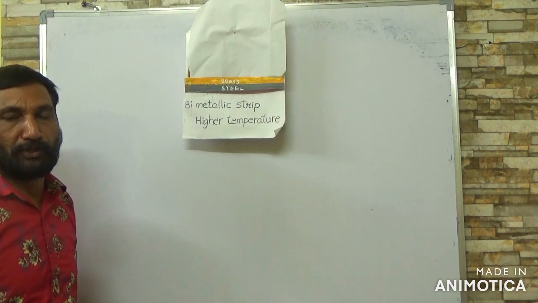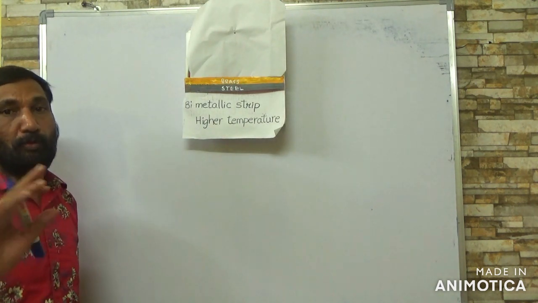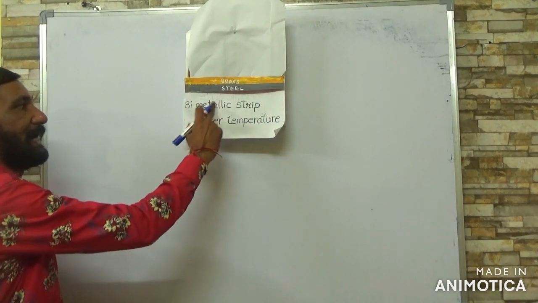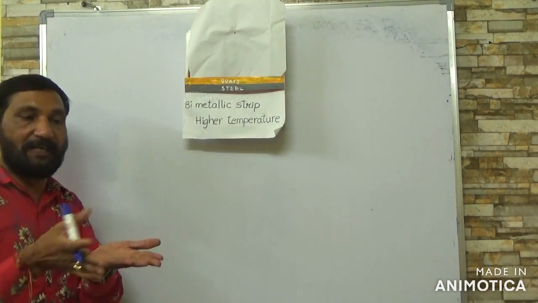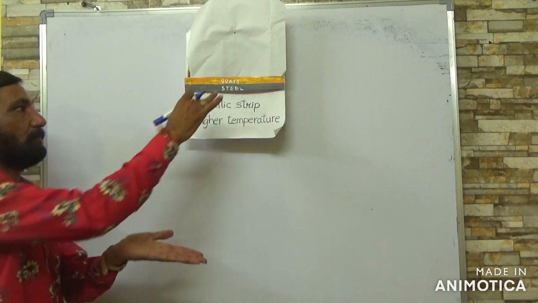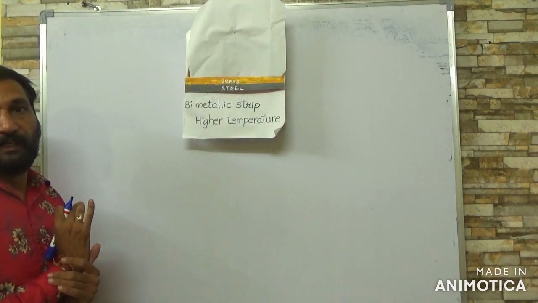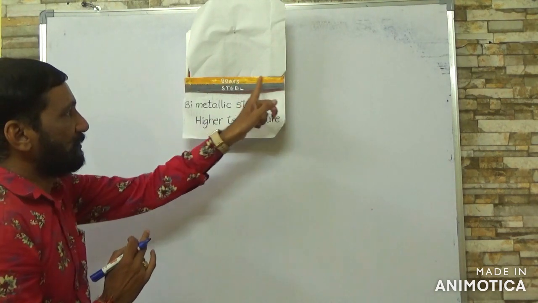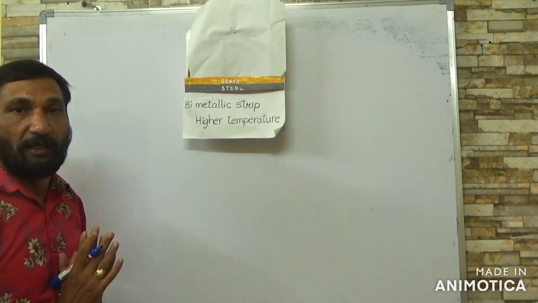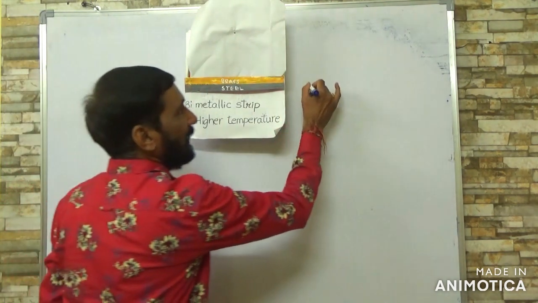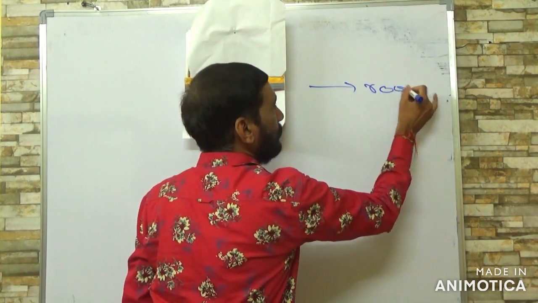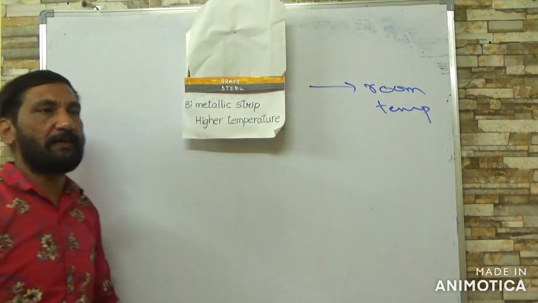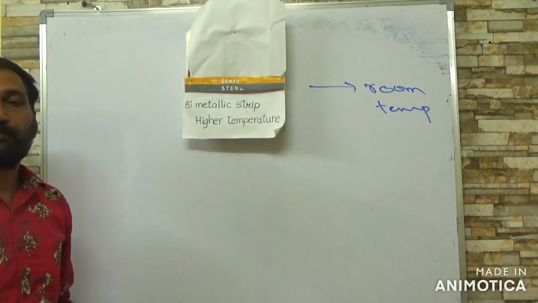Now, about the bimetallic strip. One of the important questions for IPE, 4 marks. Bi means 2, you all know. Bimetallic strip means 2 metals riveted and placed one upon the other. In the beginning you can observe that both have equal thickness. This is usually taken at room temperature, so at room temperature it is straight.